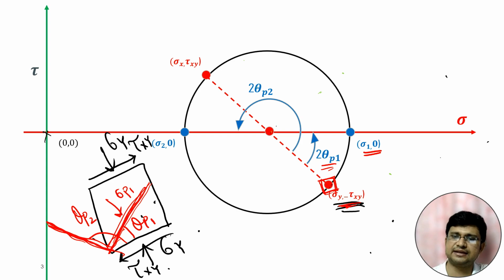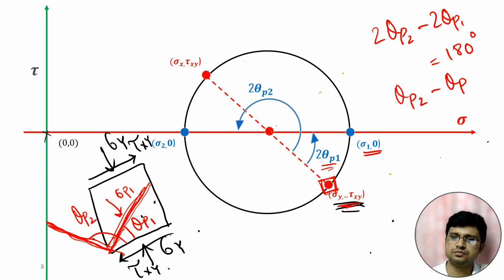And the difference between 2 theta p2 and 2 theta p1, this gap in Mohr circle, is 180 degrees. So in real life, the gap between theta p2 and theta p1 will be 90 degrees. So the plane of major principal stress and the plane of minor principal stress are perpendicular to each other.